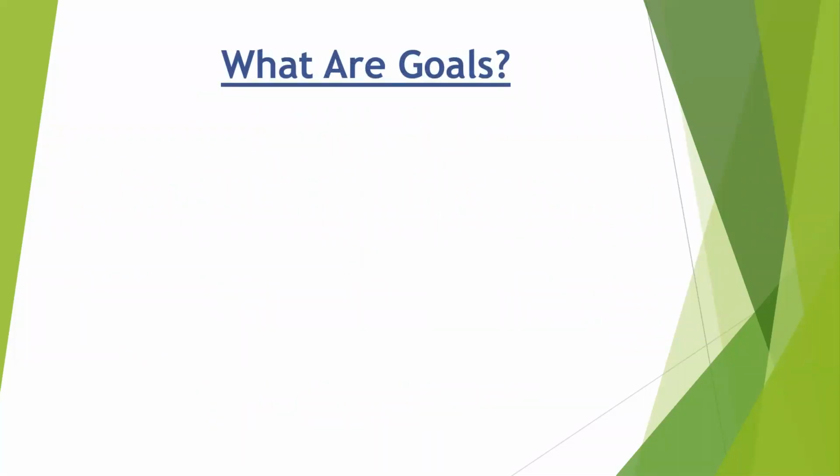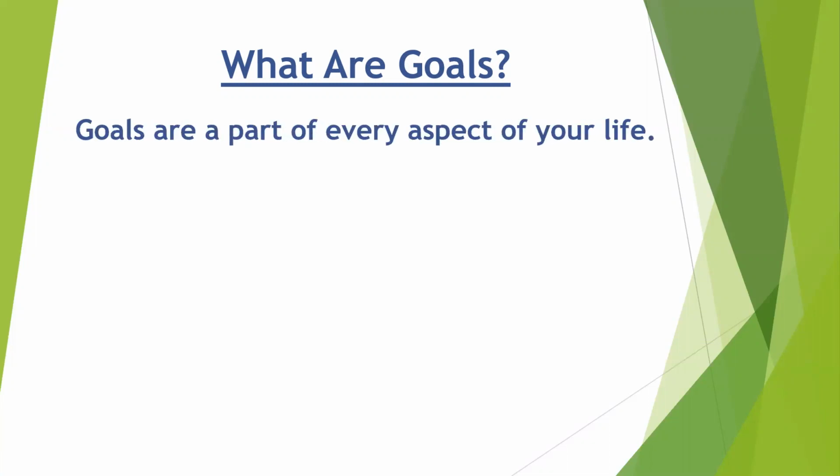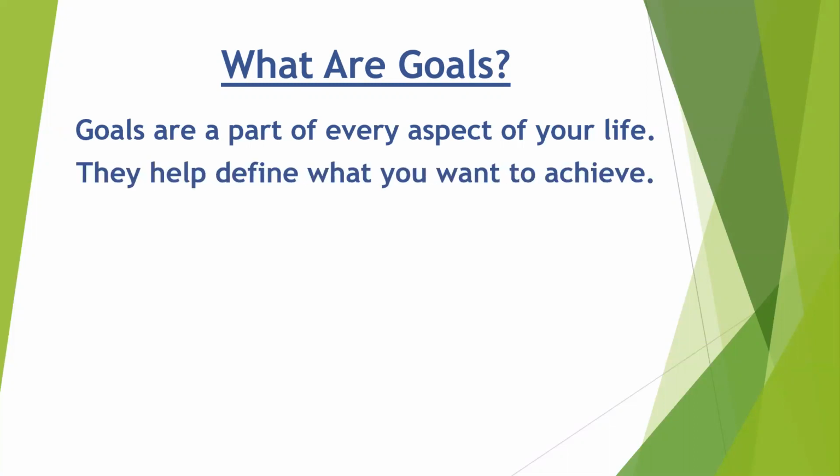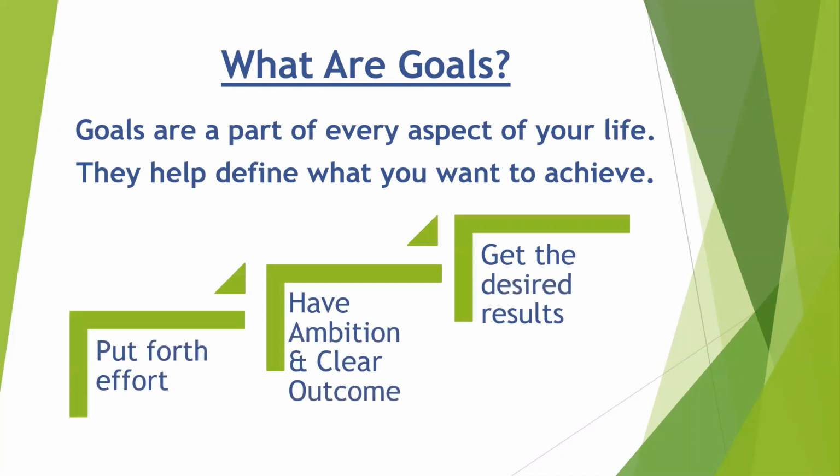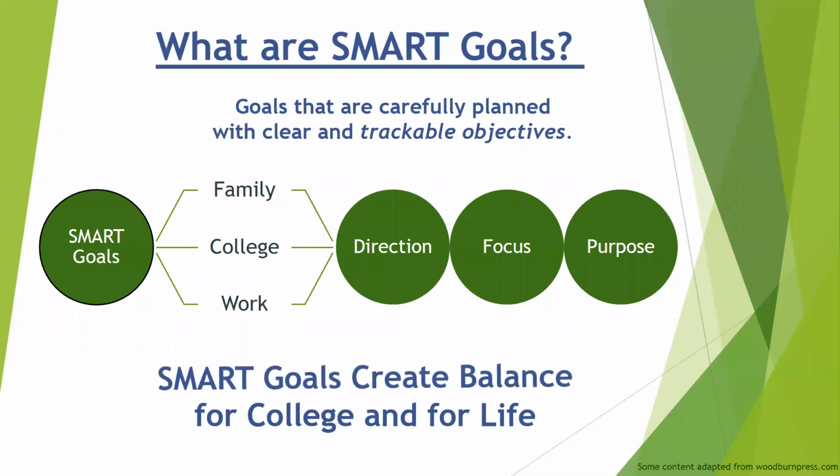So the first thing that we have to ask is, what are goals? A lot of us are sort of confused about that sometimes, and they're a part of every aspect of our life, and they help us define what we want to achieve. If we put forth the effort and we have the ambition, we can have a clear outcome and get the desired results. So there are steps to having goals. And then we need to talk about what SMART goals are. Steve, if you'd like to talk about that.